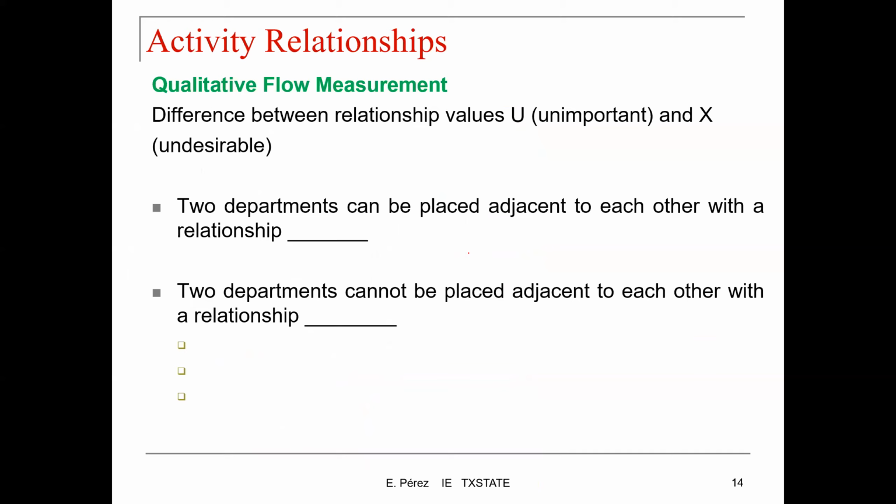Qualitative flow measurement: the difference between relationship values U, which is unimportant, and X, undesirable. Two departments can be placed adjacent to each other with a relationship value of U. Two departments cannot be placed adjacent to each other with a relationship value of X. And there could be many reasons: environmental, safety, or facility constraints.